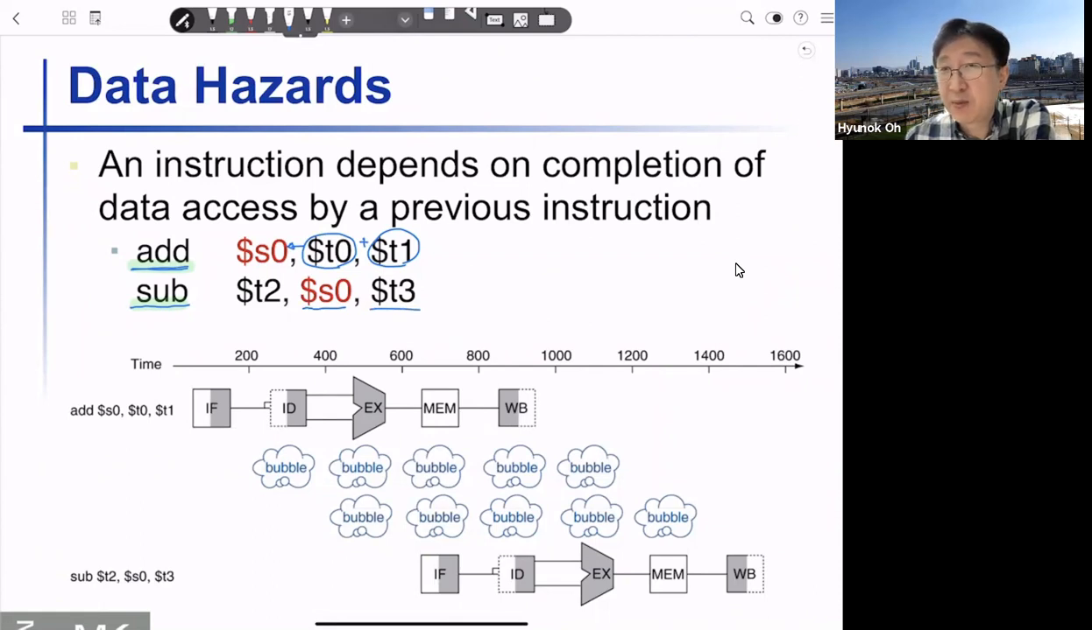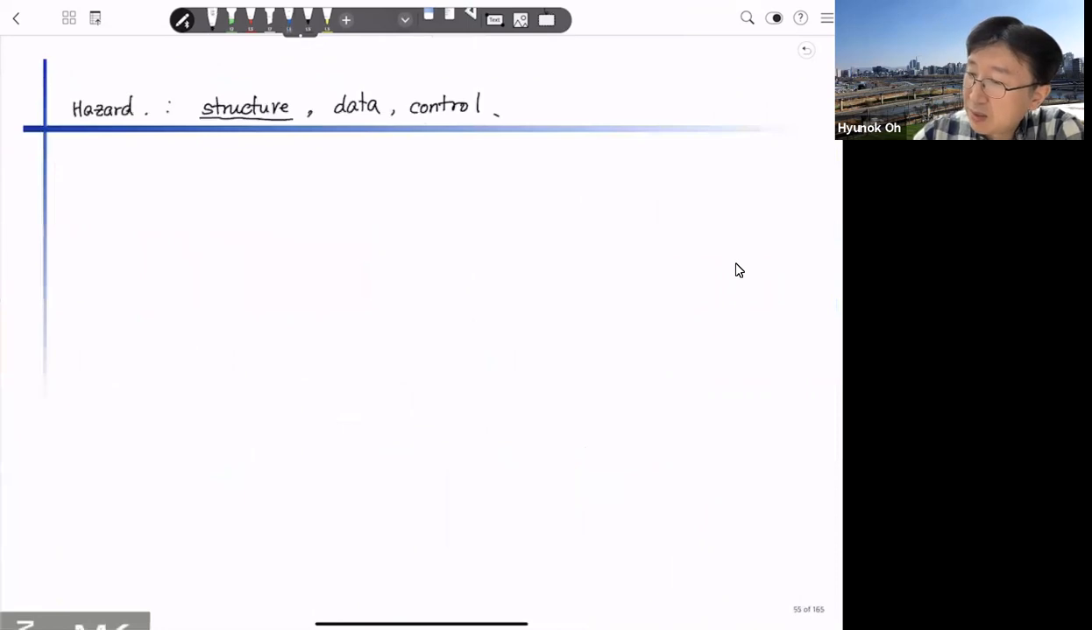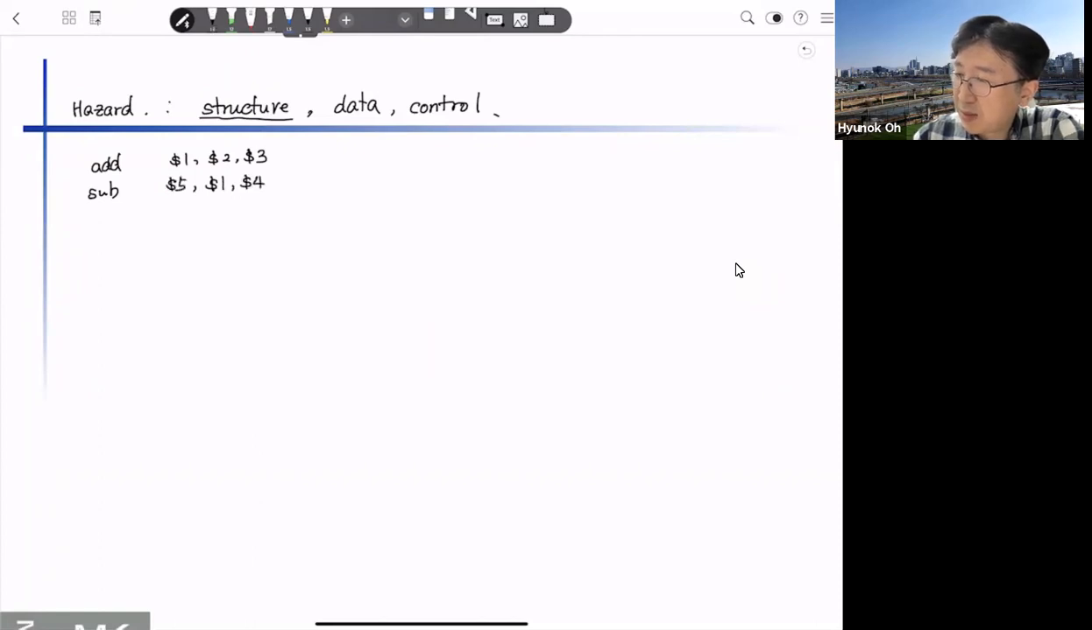Okay, so if there is no pipelining, it's okay. There is no problem, right? After we complete the add instruction, subtraction starts. But let's think about pipelining. So it's like this. Okay, so there is some dependency. So let's draw the pipelining.